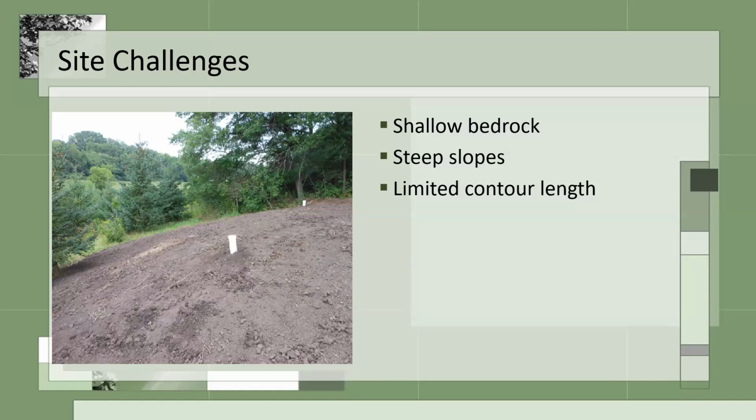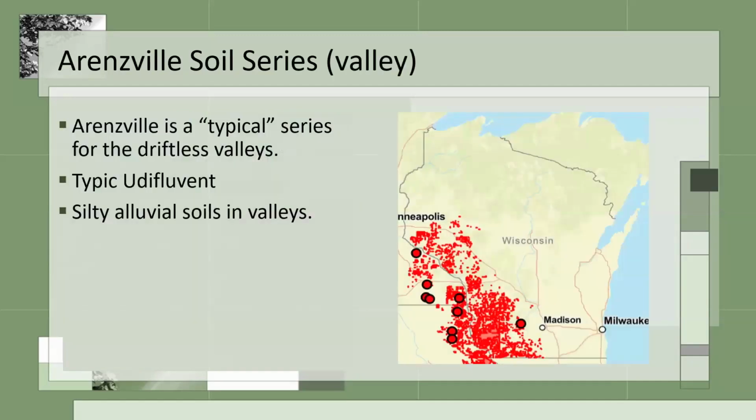So you may have to stack cells on top of each other or chevron kind of thing, one slope facing one direction and then another half of the cell facing a different direction. So those are some of the site challenges that you encounter with these upland steep soils. So the other soils I wanted to point out would be like a valley soil series.